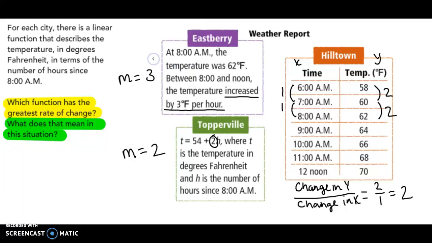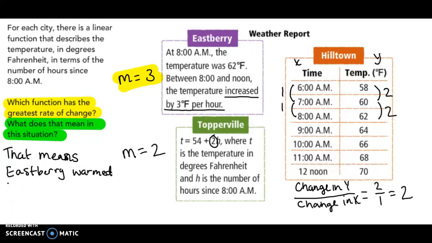Well, answering our question here, which function has the greatest rate of change? That would be Eastbury. The second part says, what does that mean in this situation? Well, that just means that Eastbury warmed up faster.